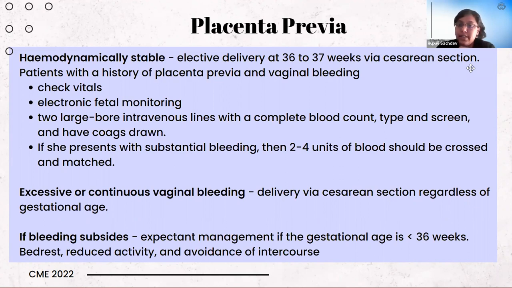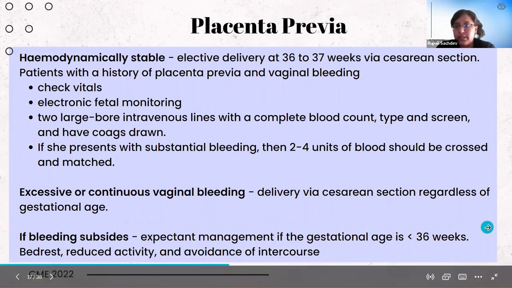If there is excessive or continuous vaginal bleeding, you go for a cesarean section regardless of the gestational age. Because obviously, if the os is completely covered, then you won't be able to proceed with a vaginal delivery. If the bleeding subsides, you can proceed with expectant management, where you can wait until the woman reaches 36 weeks of pregnancy, where you can advise her bed rest, reduced activity, and avoiding intercourse. After 36 weeks, you can move on to a cesarean section.